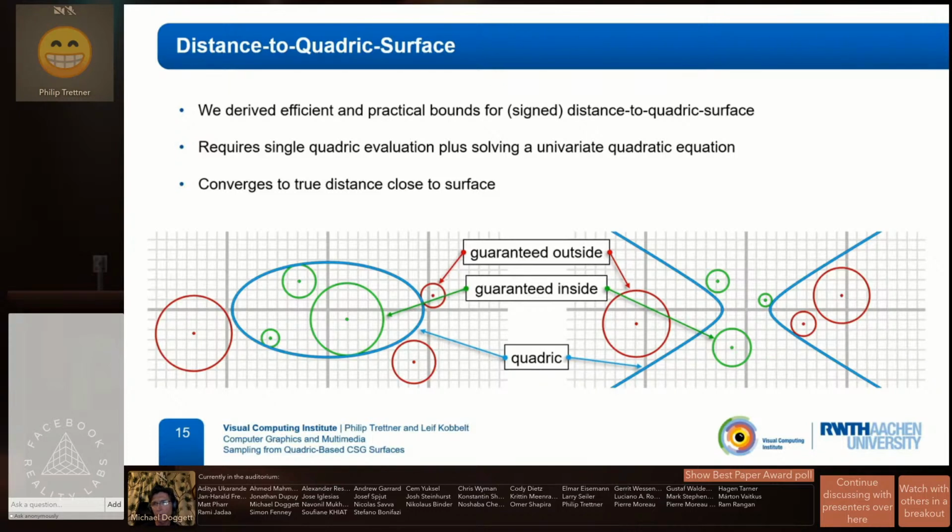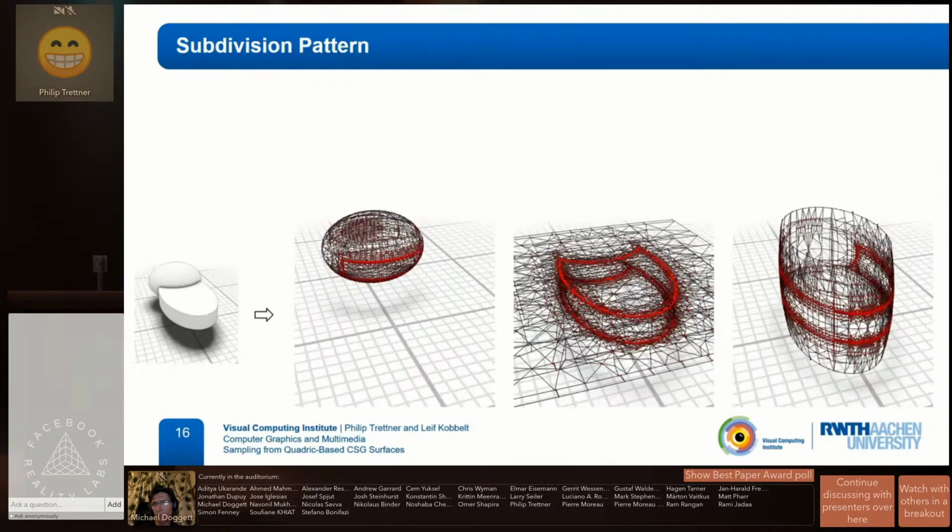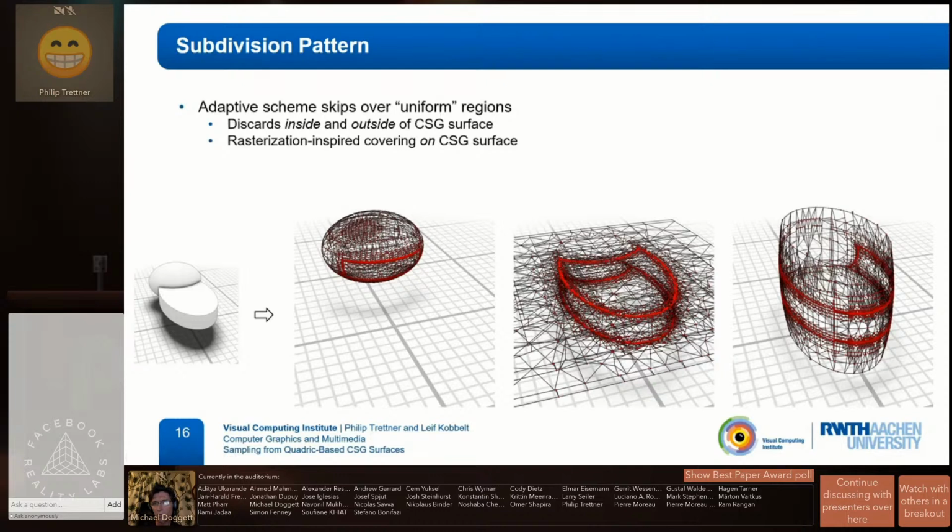Now, if we have this subdivision scheme, just to give you an idea how this looks like in practice, for this simple 3-quadric object, each of the quadrics has an individual subdivision pattern. And our scheme is able to skip over uniform regions, or regions where the classification is uniform, which means regions that are completely outside or completely inside the quadric. They are largely skipped over and don't generate any samples at all.